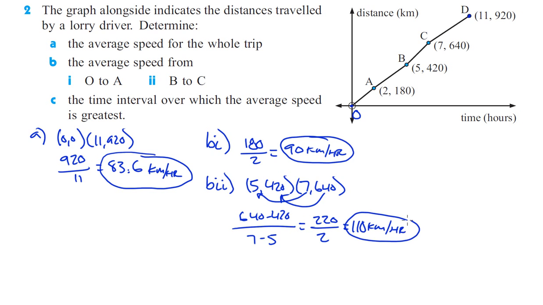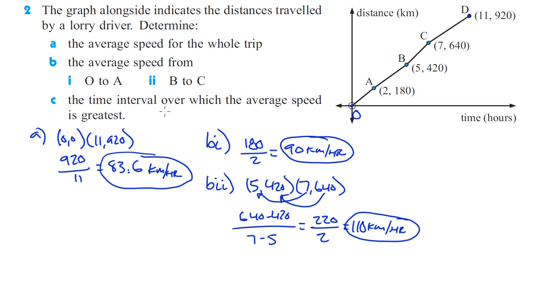And again, if we really want to make sure that this makes sense, we'll notice that the whole trip is the slope of this line right here from O to A. It's a little bit steeper, so that's why the number's a little bit higher. If you'll notice, B to C is our steepest slope there. That's why that's our biggest number there. Okay.